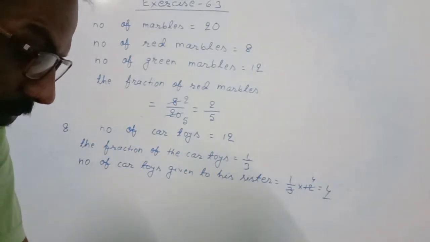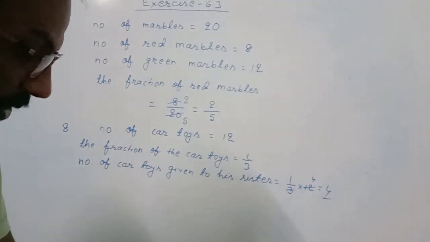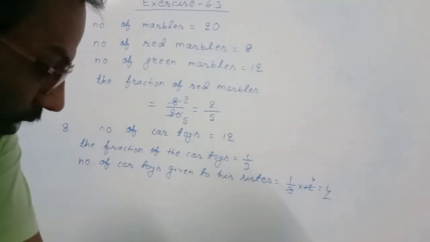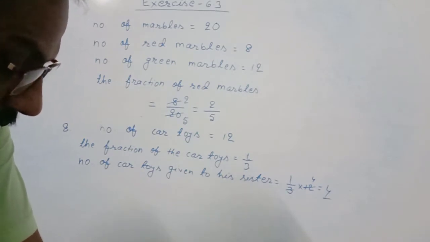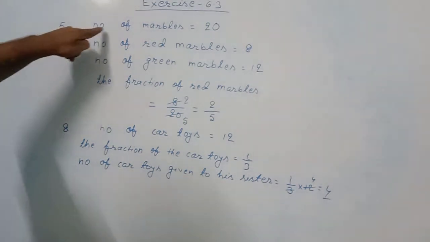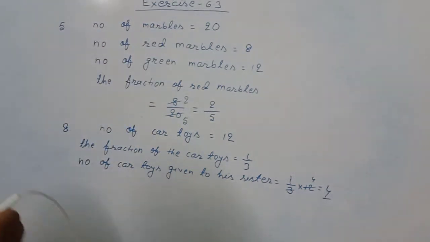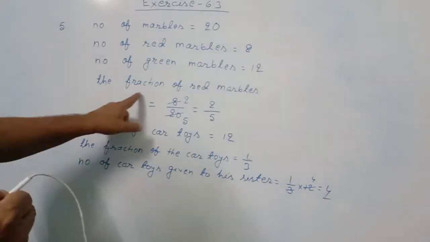This period of mathematics, we have continued exercise 6.3, question number 5. A box contains 20 marbles, out of which 8 are red and 12 are green. Find the fraction of the red marbles. So I wrote here number of marbles 20, number of red marbles 8, number of green marbles 12. We are asked to find the fraction of red marbles.